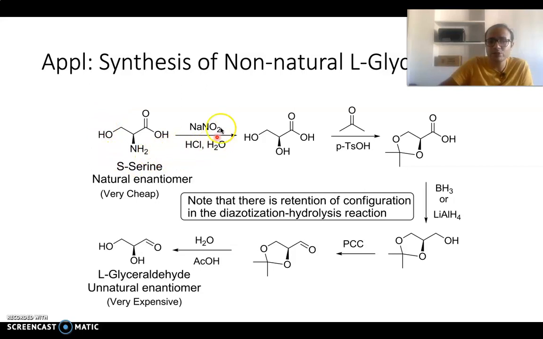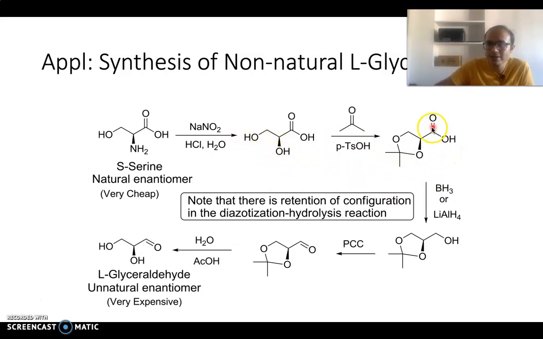So initially we do a diazotization and then hydrolysis. When you diazotize using NaNO2 and HCl, it leads to N2 formation, which on hydrolysis leads to the formation of OH. Okay, and then what you do is you protect this group by formation of an acetal. By reaction with acetone, you are able to form an acetal and thereby protect this hydroxy group.